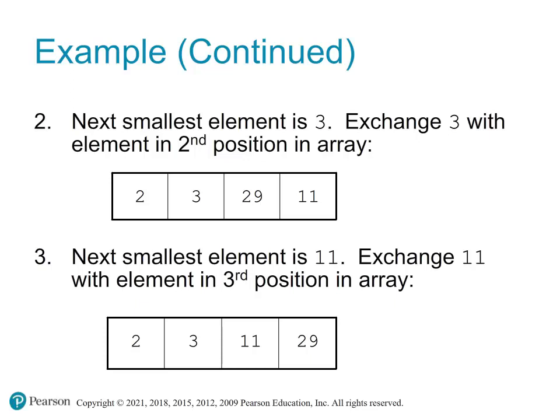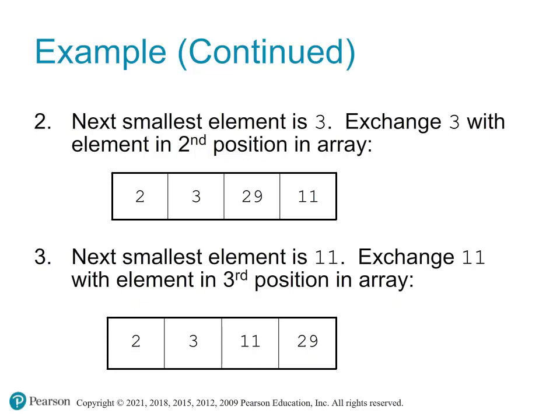Moving on, we find the next smallest element in the remaining unsorted section, which is 11. We swap this with the element at the third position, which is index 2. The array then reads 2, 3, 11, 29. At this point, the array is fully sorted: 2, 3, 11, 29.